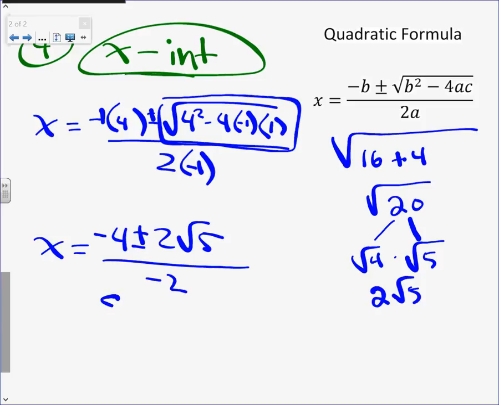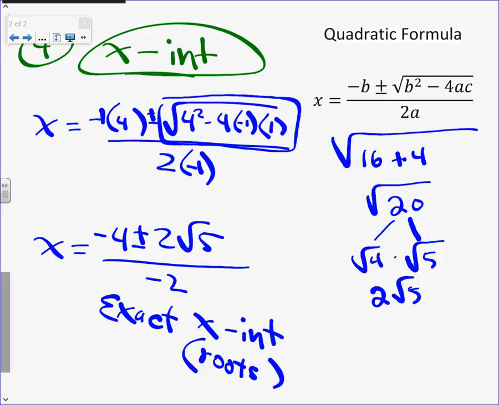This is the exact x-intercepts. Or what's a synonym for x-intercepts? What's a synonym for x-intercepts? The roots. So this is the exact answer.